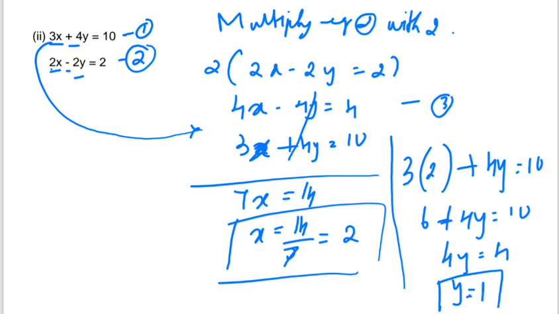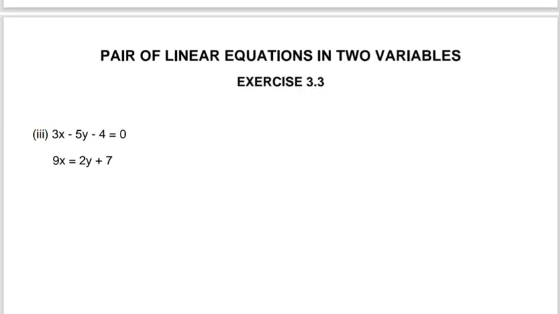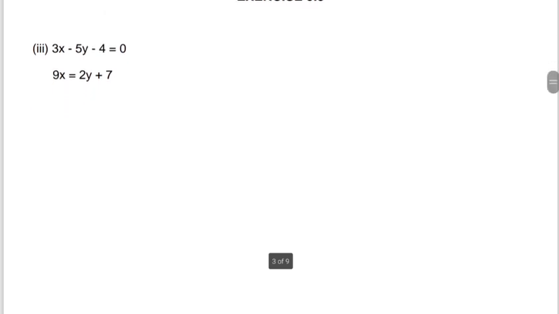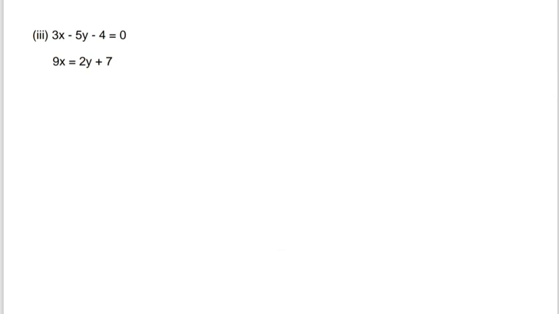So let's go to the third one. So third question, 3x minus 5y minus 4 is equal to 0. 9x is equal to 2y plus 7. So to do this sum, we should make a proper arrangement like previous questions. So here we can see 3x minus 5y and the constant is on the LHS. So we can take it to the RHS, and here only the x variable is here, and the y variable and constant are on that side. So let's take the y variable to LHS.